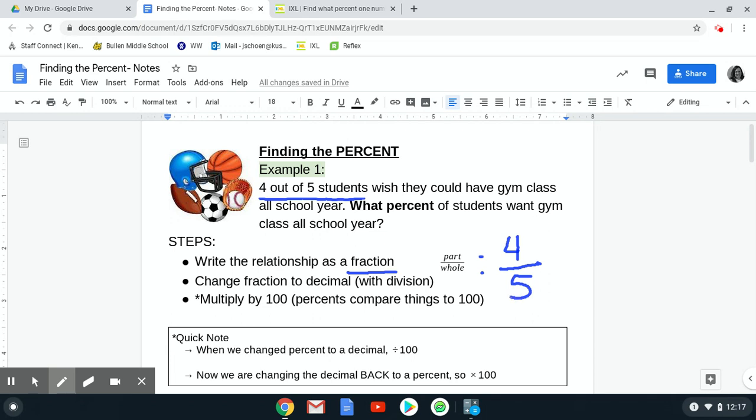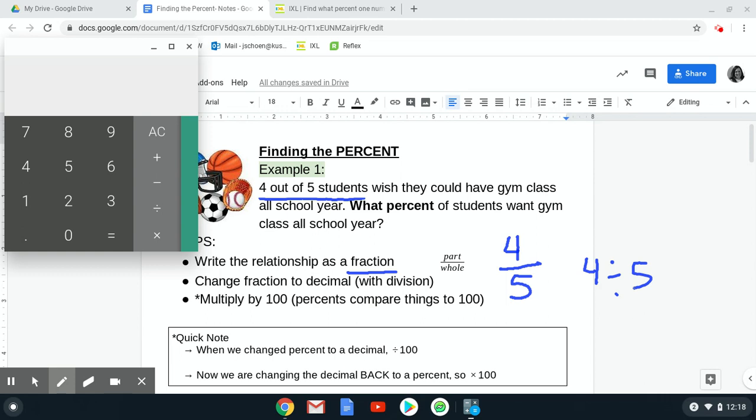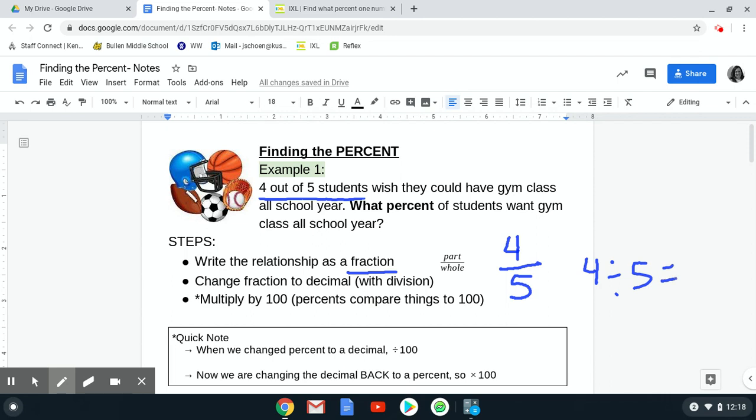So our first step is to write that relationship as a fraction. Next, change that fraction to a decimal. Remember that a fraction is division. So this is 4 divided by 5 in my calculator. If I bring up my calculator, 4 divided by 5 equals 0.8, or 8/10.